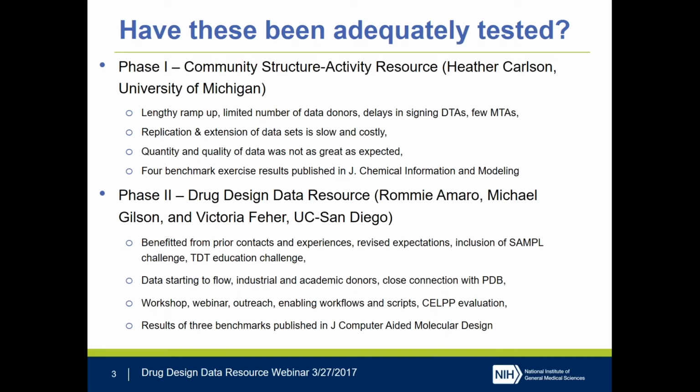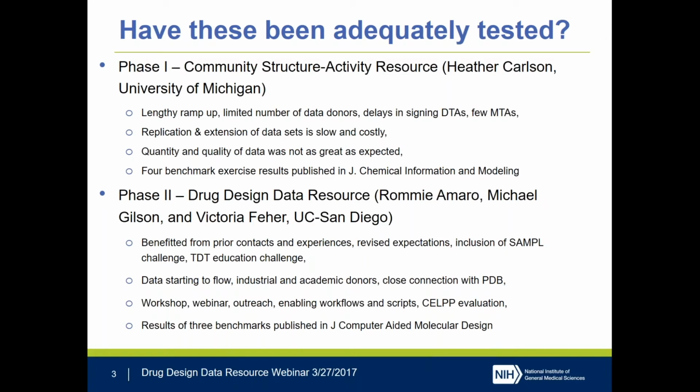They did run 4 benchmark exercises, each of which resulted in a special volume published in the Journal of Chemical Information and Modeling explaining the benchmarking activities and the results in summary form, and then individual articles very similar to what we're doing today, highlighting specific groups' efforts.